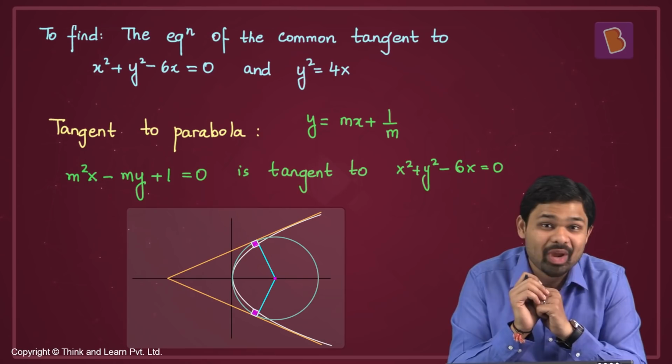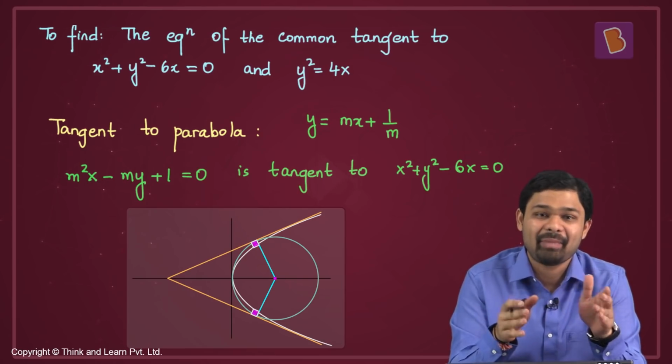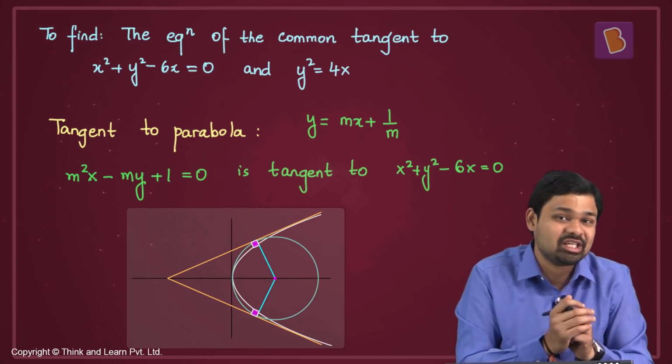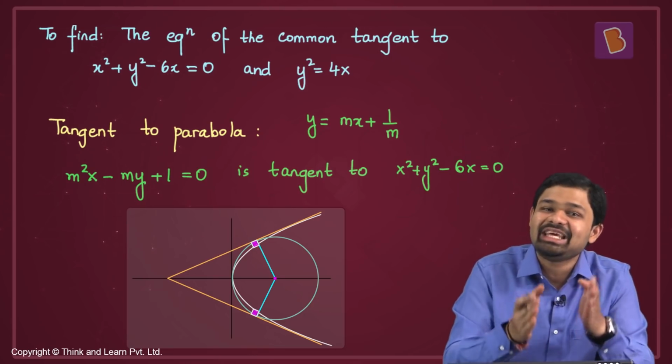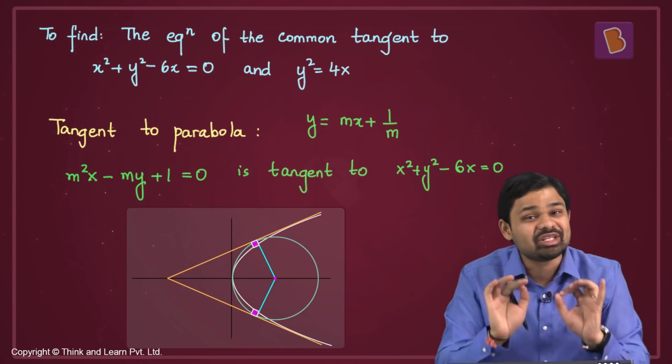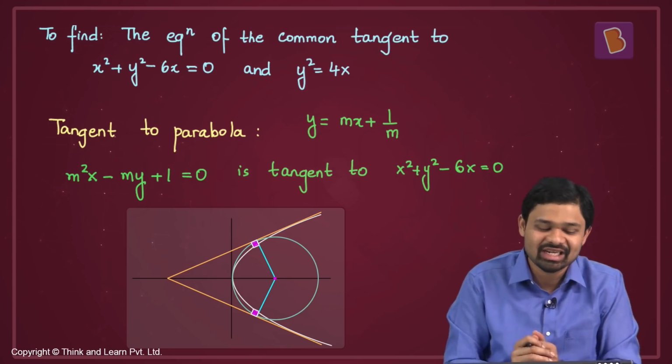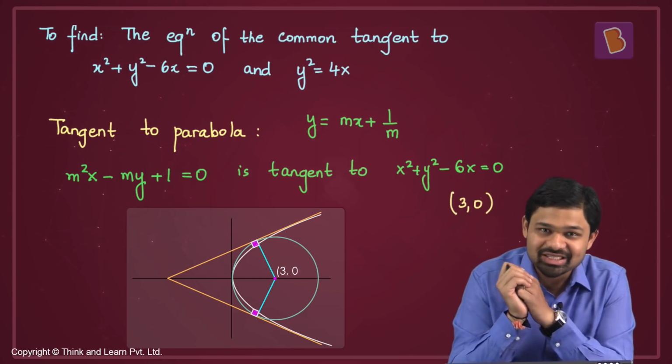So this is the equation in the standard form, ax plus by plus c is equal to 0, of a line. So now I have got the equation of a line in its standard form. I know the center of the circle. What is the center of the circle? The center of the circle is at (3, 0).